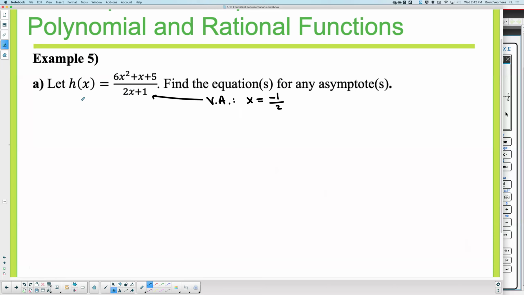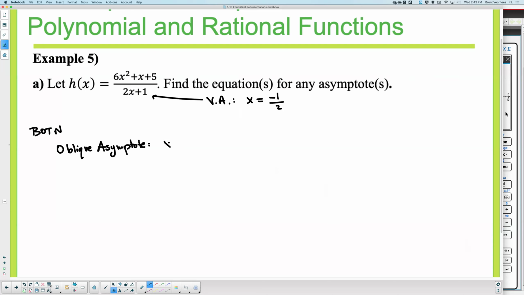Define my end behavior. You use your rules. This time, am I bigger on top, bigger on bottom, or the exponent's the same? Bigger on top. If it's bigger on top, it's not horizontal. What's it going to be instead? An oblique asymptote. I'll go ahead and write that out since we don't see it very often. So define your oblique asymptote.